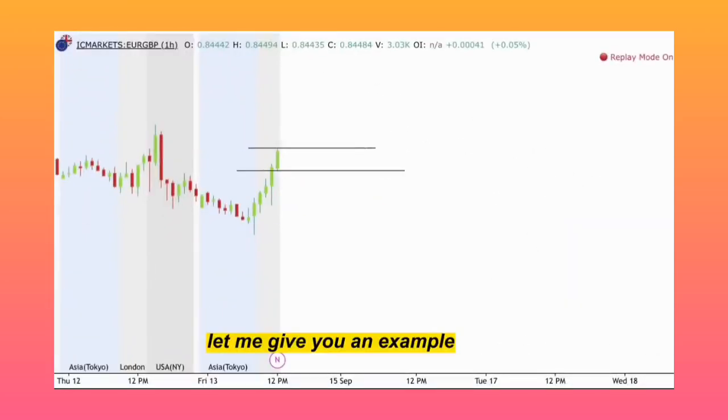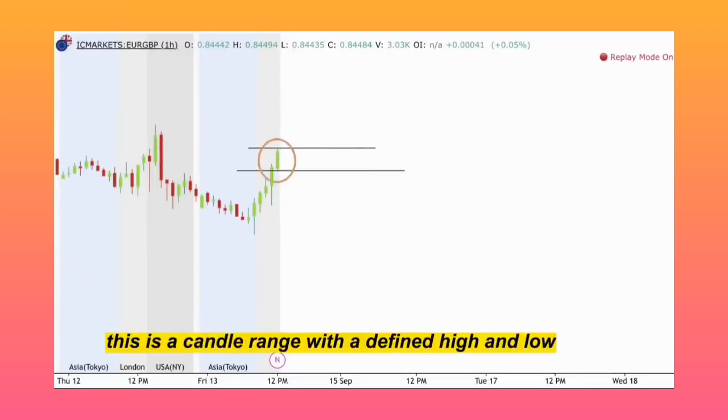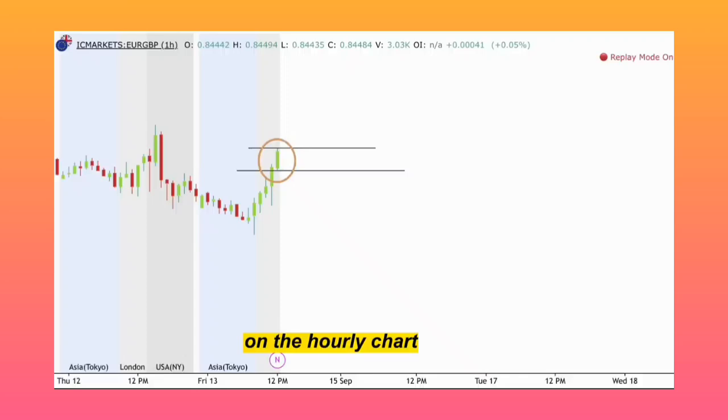Let me give you an example. As you can see here, this is a candle range with a defined high and low on the hourly chart. This candle represents an accumulation, or a distribution phase, so we need to wait for the second candle to break below the low or above the high, and then close inside the range.